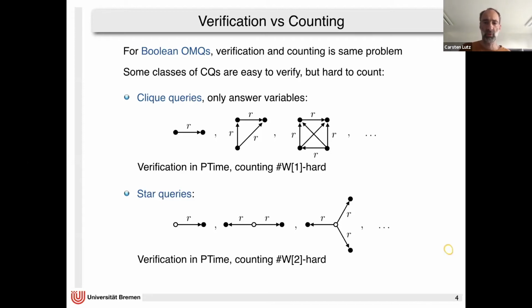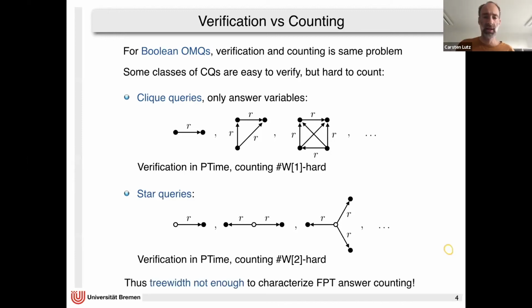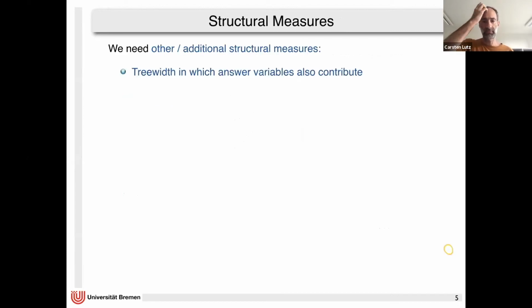Okay. So what does it mean? We have seen that treewidth is the right way to characterize FPT for verification. But verification and counting are different. So obviously we need some other characterization for counting. What is that? Well, we use several structural measures. First, we do use treewidth, but a slightly different version of treewidth, in which the answer variables also contribute. Remember that we had dropped the answer variables. They do not contribute to treewidth for verification. Here, they do contribute. That's the first thing.